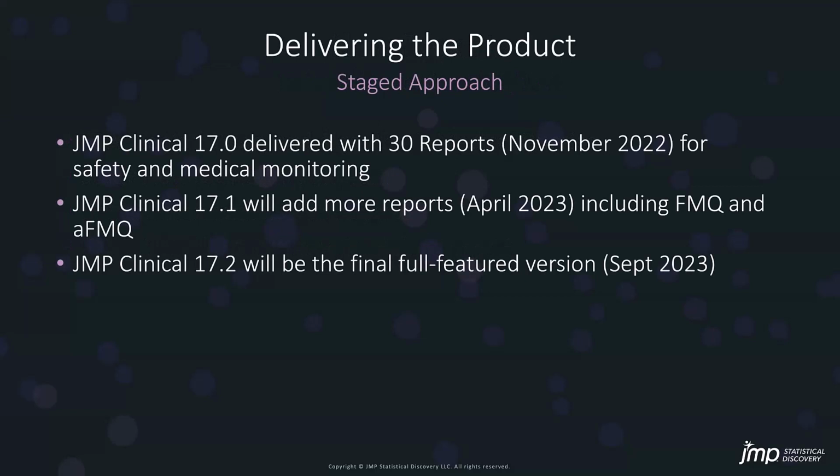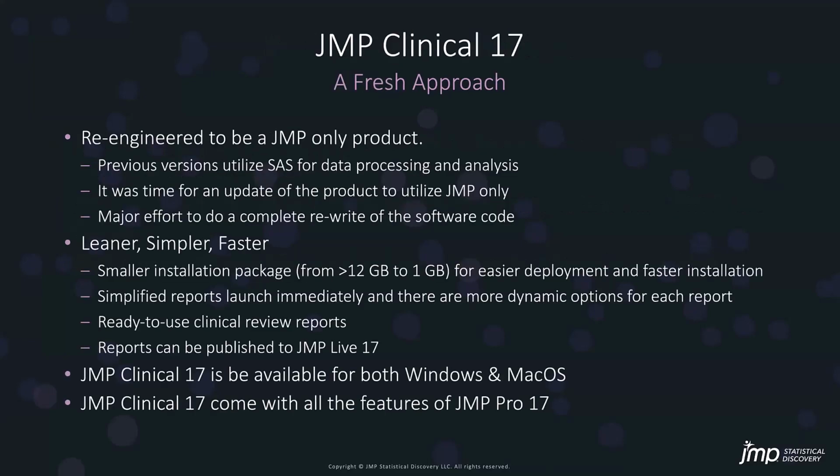And then we have some additional reports that we haven't had time to get converted over yet that we will release in September when we release JMP Clinical 17.2. And along the way, we're making improvements in performance, and if there are some bugs that need to be fixed, we're fixing those as well. So that's all that will be there. So by the end of the year, the complete new version will be there.